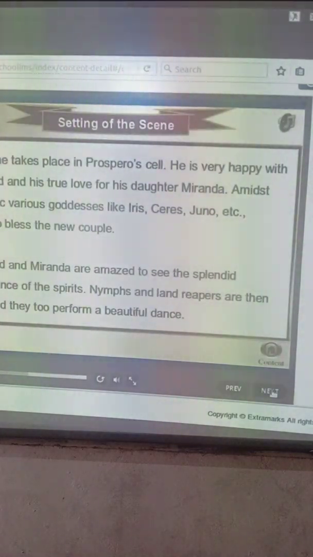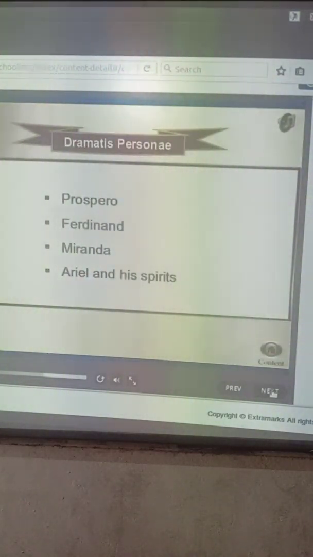This scene takes place in Prospero's cell. He is very happy with Ferdinand and his true love for his daughter Miranda. Amid soft music, various goddesses like Iris, Ceres, Juno, etc. appear to bless the new couple. Ferdinand and Miranda are amazed to see the splendid performance of the spirits. Nymphs and land reapers are then called and they too perform a beautiful dance. The following characters appear in Act 4, Scene 1, Part 1: Prospero, Ferdinand, Miranda, Ariel and his spirits.